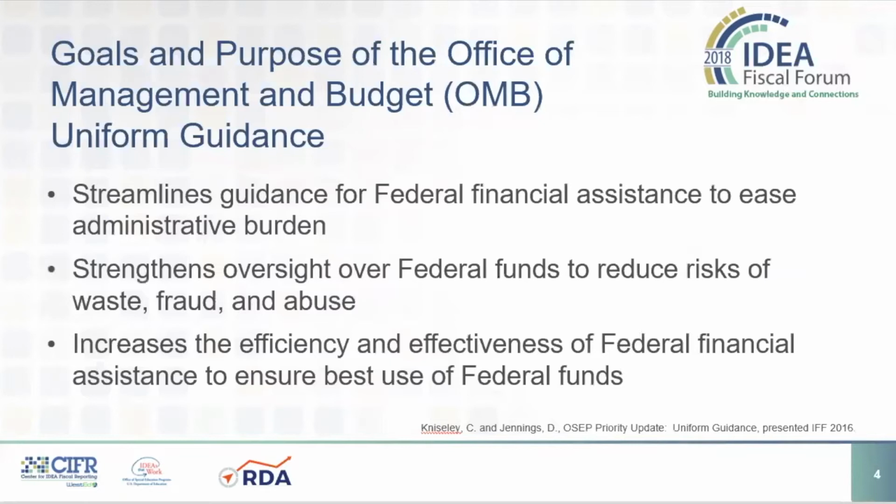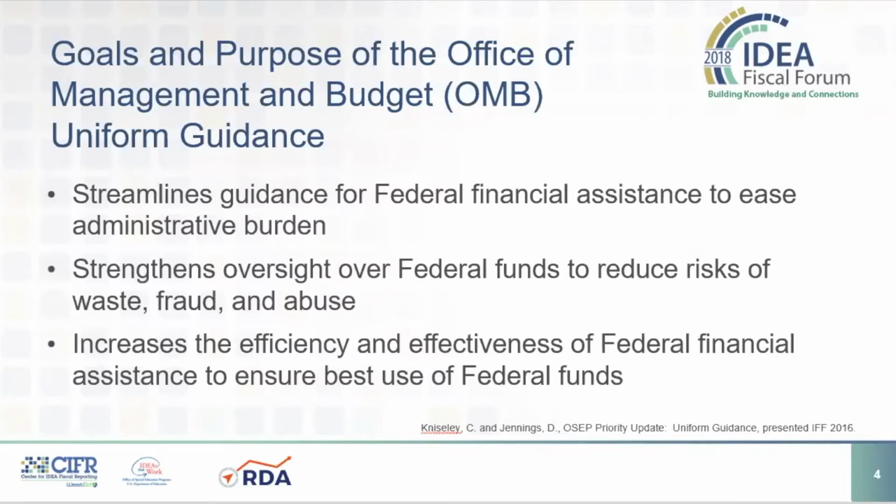A lot of this is driven from the Uniform Grant Guidance, right? That is a place where the federal government came together to develop some guidance to ease administrative burden in terms of the administration of grants, and also strengthen the oversight of federal funds to reduce risks of waste, fraud, and abuse. That comes into the risk matrix that we're going to talk about, and it will come out through the different state stories.